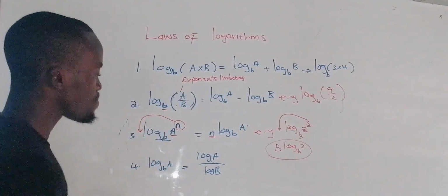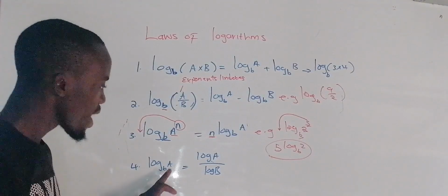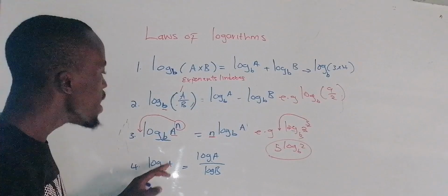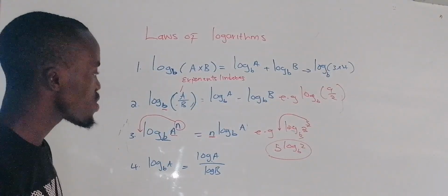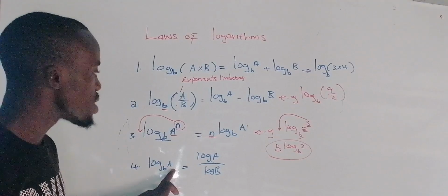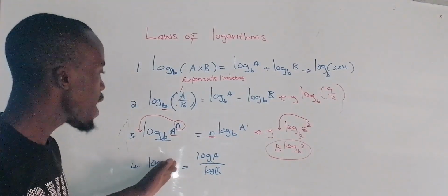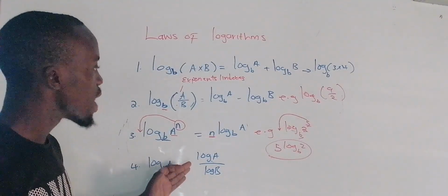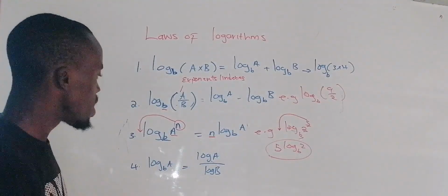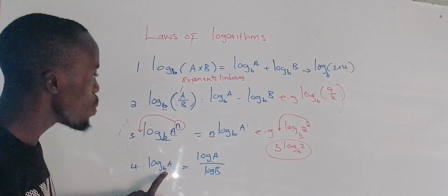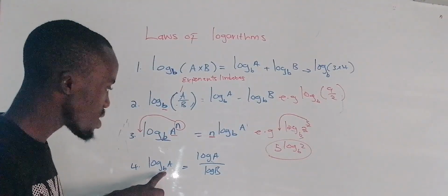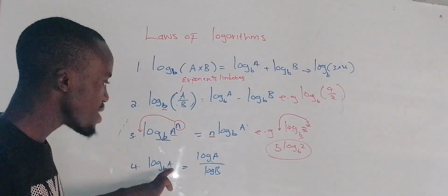Now the fourth one, we have log a base b, right? Now log a base b, for you to simplify it, remember a is what is known as an exponent. So log a base b is equivalent to the log of an exponent divided by the log of a base, because this is a base. Now this b, we know that this one is a base, right? And this is an exponent.